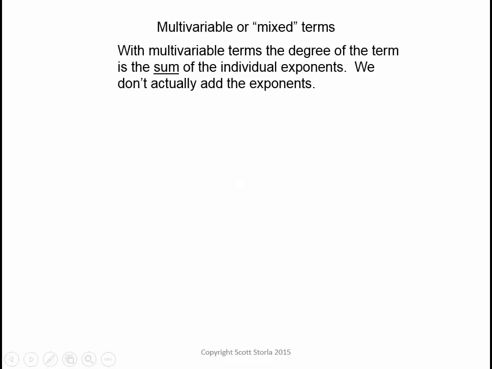With multivariable or mixed terms, we have more than one kind of variable. In a case like that, the degree of the term is the sum of the individual exponents, but we don't actually add the exponents. For instance, this is a second degree term because we think of this as a to the first and b to the first, and 1 plus 1 is 2.